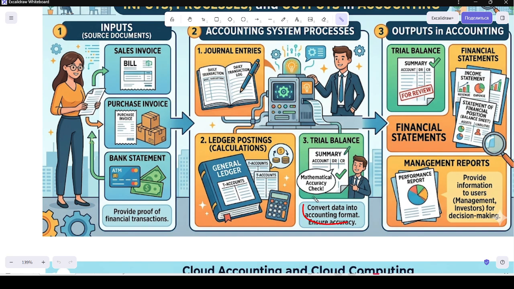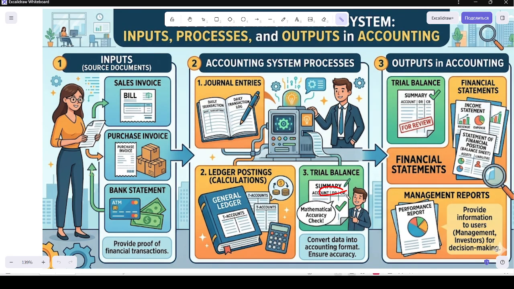And process, converting data into accounting format to ensure accuracy. You may make journal entries to correct your errors, or ledger postings for calculations, or you may also check the trial balance to check the mathematical accuracy. If the trial balance balances, the debit and credits should be equal. You will see what is debit and credit.